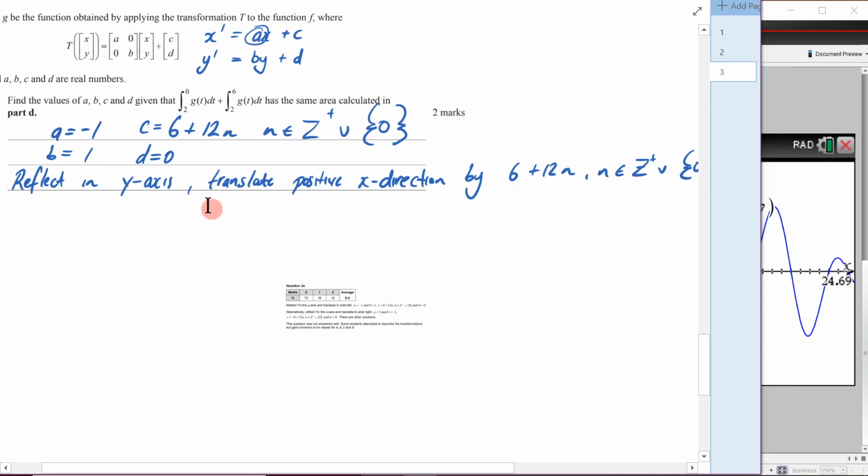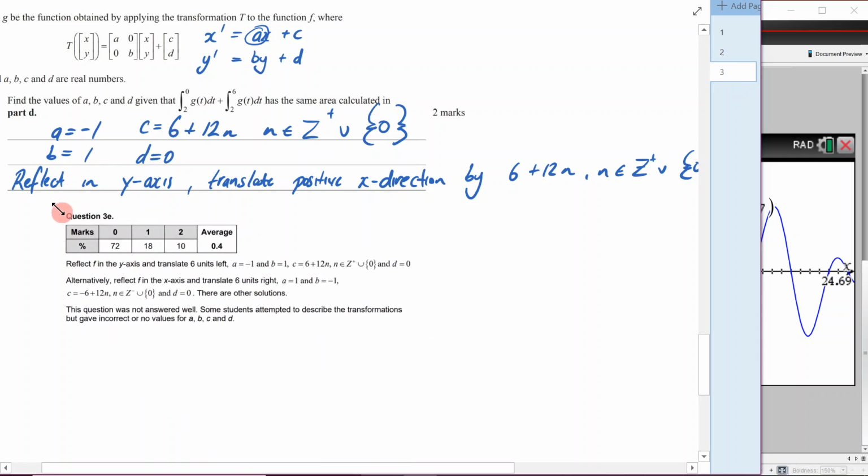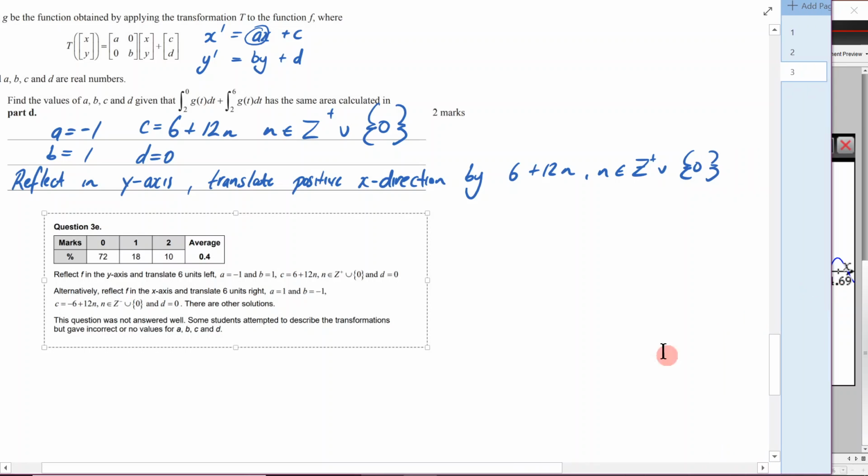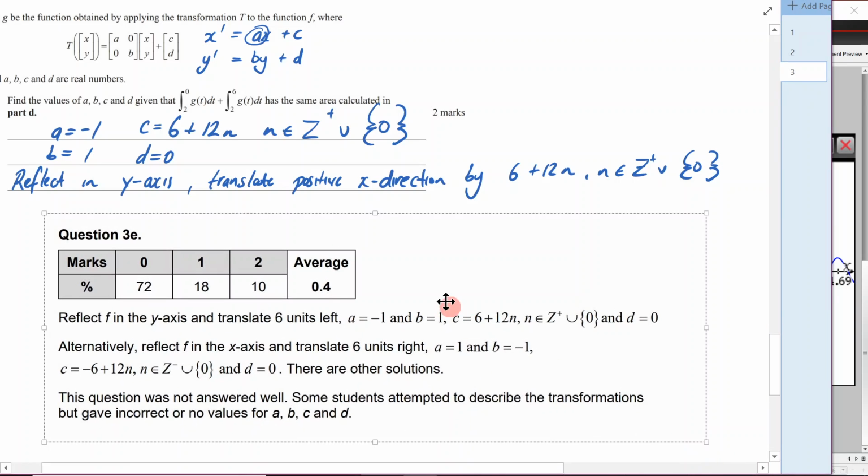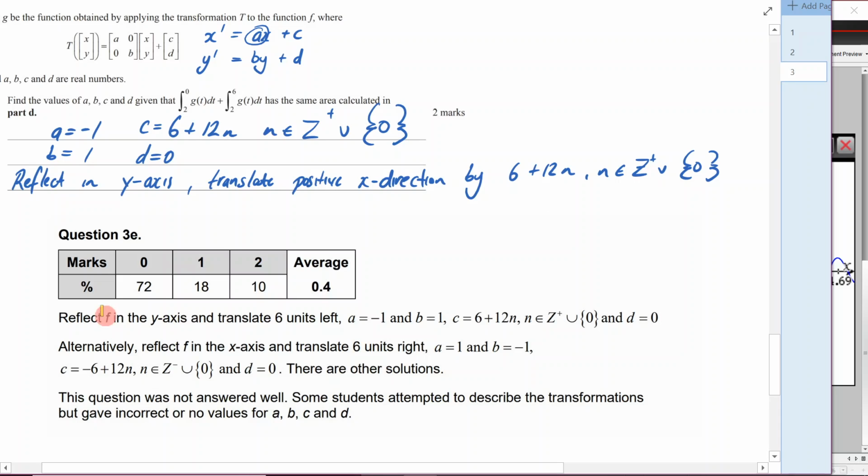Okay, let's now look at the examiner's report and see what they wrote. Let's bring this up and make this as big as possible because we're going to spend some time on this one. Let's get my highlighter out. As you can see, reflect in the y-axis, that's what we did. We reflect in the y-axis and translate 6 units left. Okay, I'm going to be honest, I'm confused by that. Now, I'm never going to say that VCAA is wrong. VCAA is always right. They are immortals. But you're not translating to the left. You're translating in the positive x direction, which is right, isn't it?